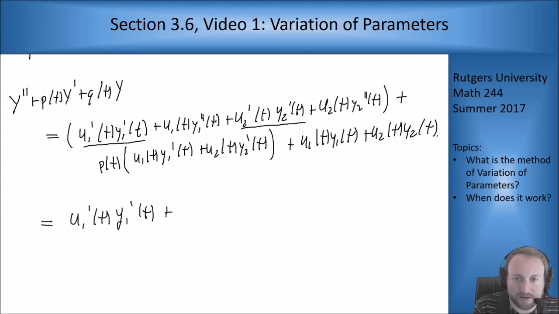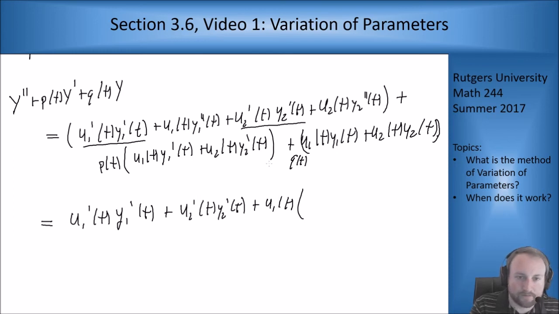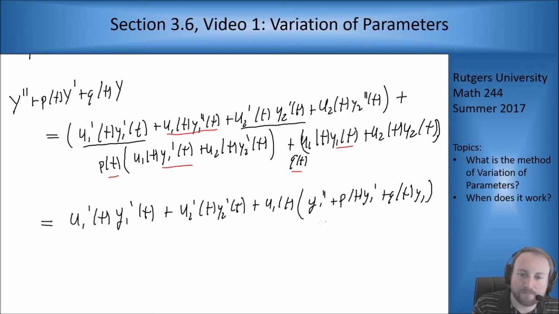Oh, I forgot something. I forgot my q of t. Multiplying this guy, u1 shows up there, u2 prime shows up there, and then I get a u1 of t times what? Well, I have a y1 double prime in the first term here, I get a p of t y1 prime from here, and a q of t y1 from here. So plus p of t y1 prime plus q of t y1.